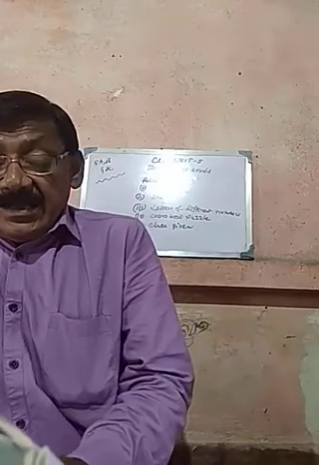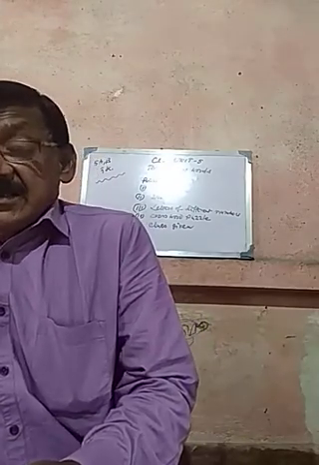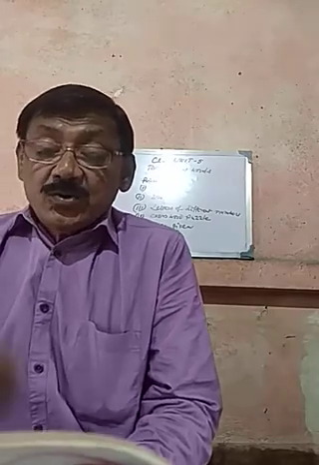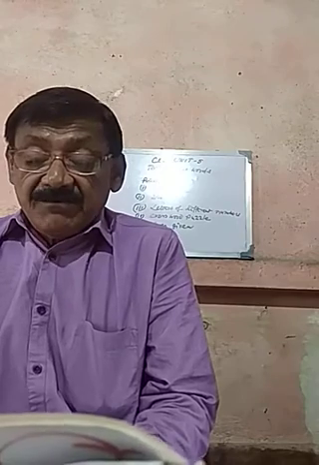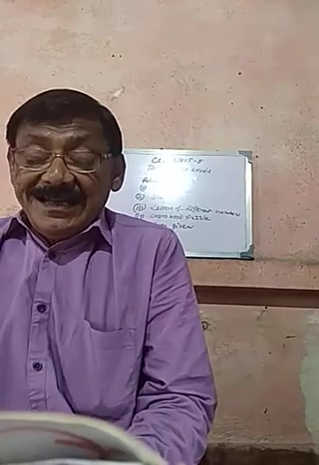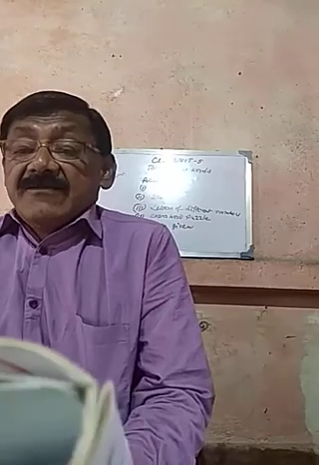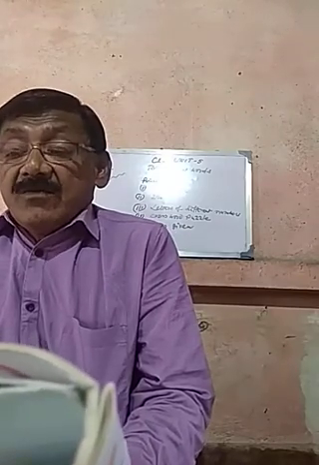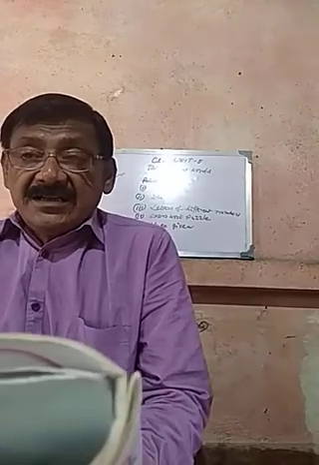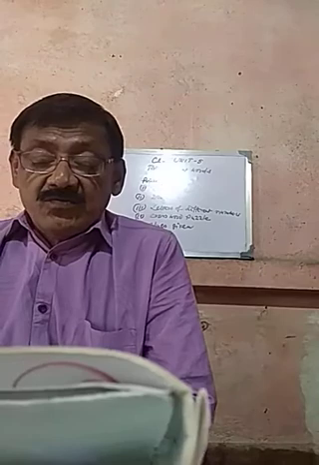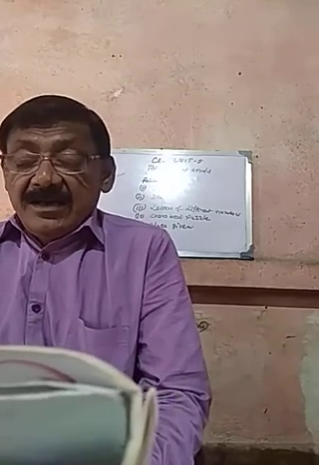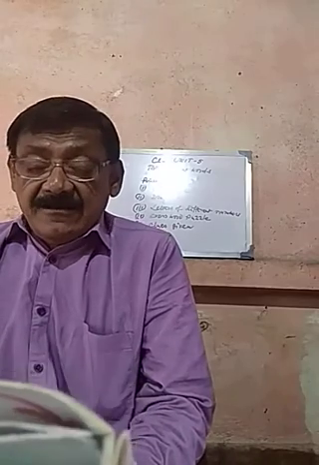Then serial number 8, what is this? A tool used to measure temperature. Here there are 11 letters. Serial number 8, what is this? Thermometer. One word is there, that is thermometer. A tool used to measure temperature. This is thermometer. And how many letters are there? 11 letters are there. Okay.